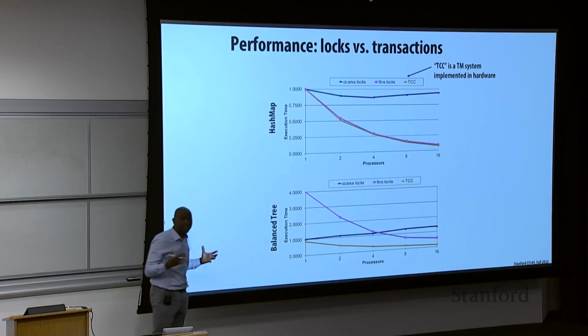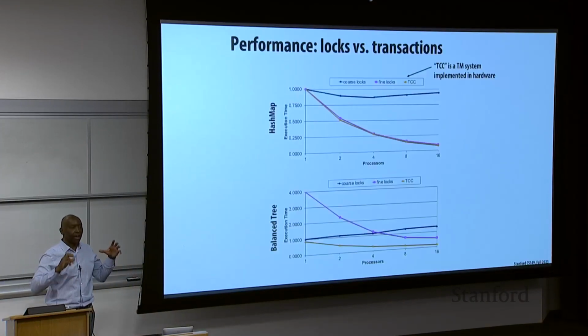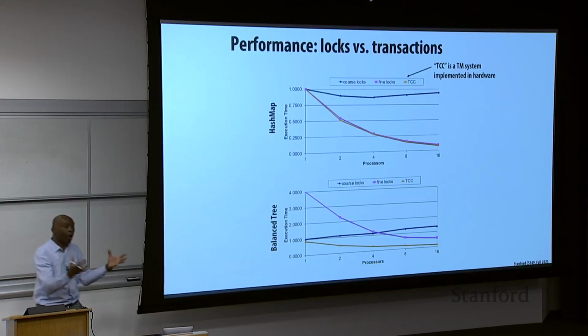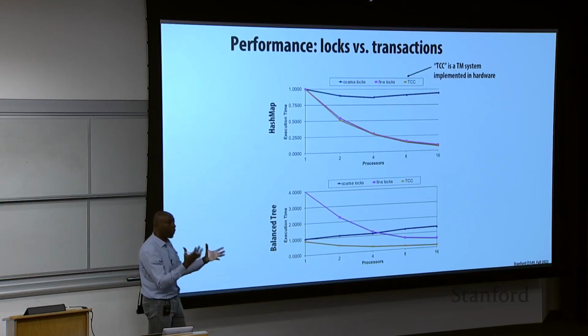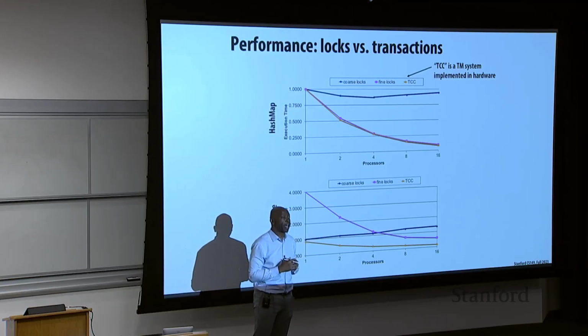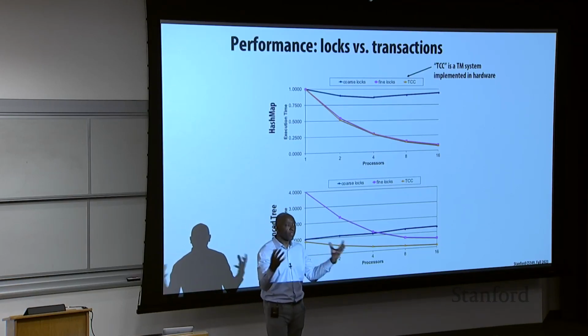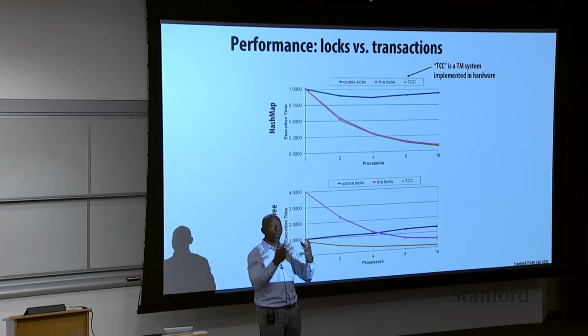So this is the motivation for transactions, the idea that you can get an easy-to-use programming model coupled with high performance because you get the performance benefit of fine-grained concurrency, right? So transactions will only be serialized when there are conflicts.